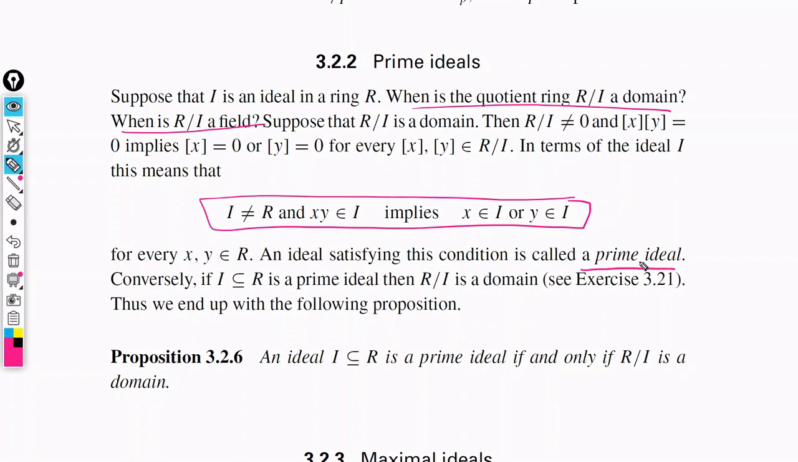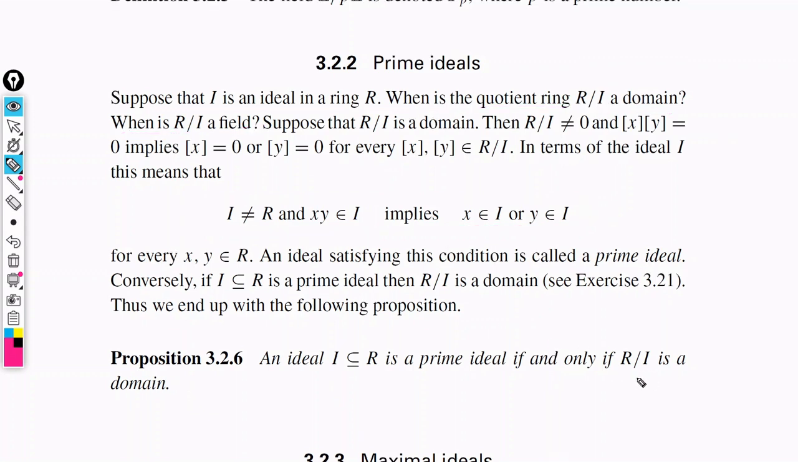First one, prime ideal. An ideal I not equal to the entire ring, and xy belongs to I implies x belongs to I or y belongs to I. This is the definition of a prime ideal. Then this result says that an ideal I is a prime ideal if and only if R/I is a domain. Okay, first we are going to establish the second part.